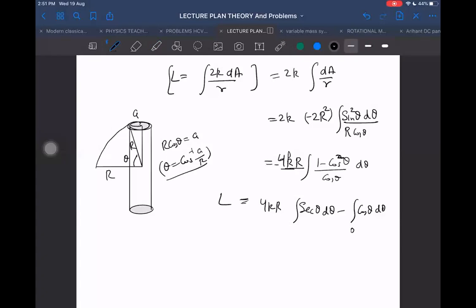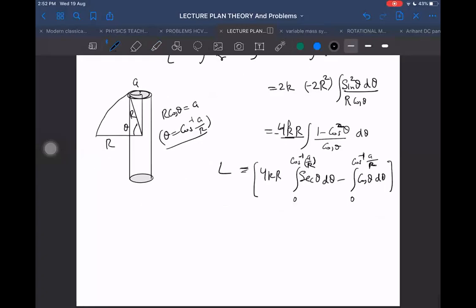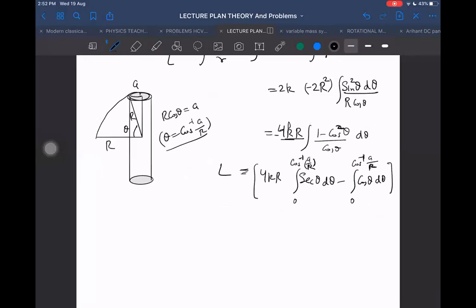0 to cos inverse a by r. So can you get the answer now? Yes. We can get it.